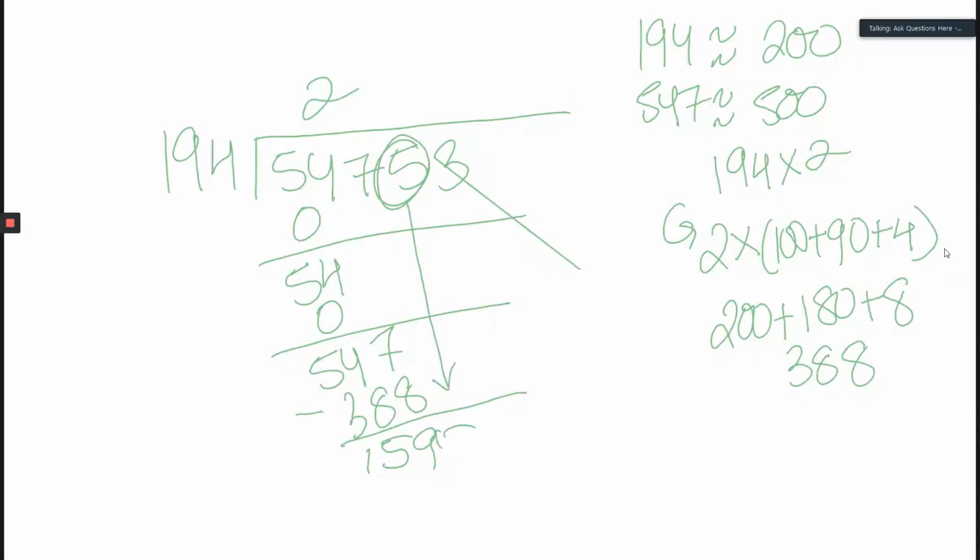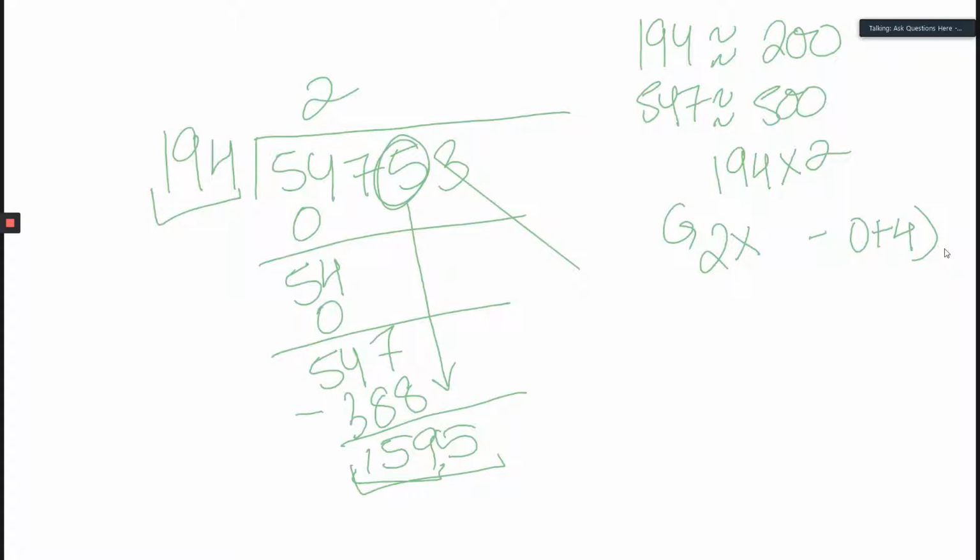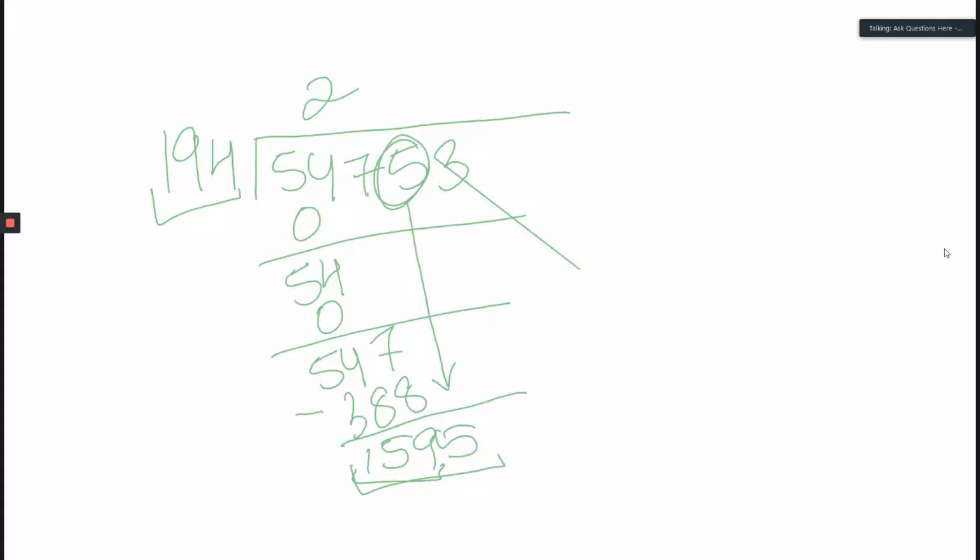When we bring down our 5, the reason is that we still need bigger chunks. 159 can't go into 194, so we need to make it a bigger number. This time we need to round again to see the closest number. 194 is close to 200, and let's say 1595 is close to 1600, right?